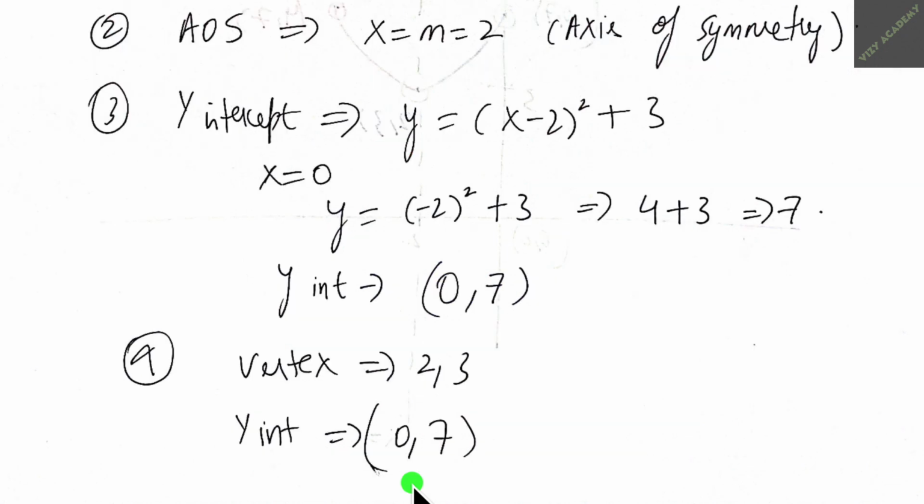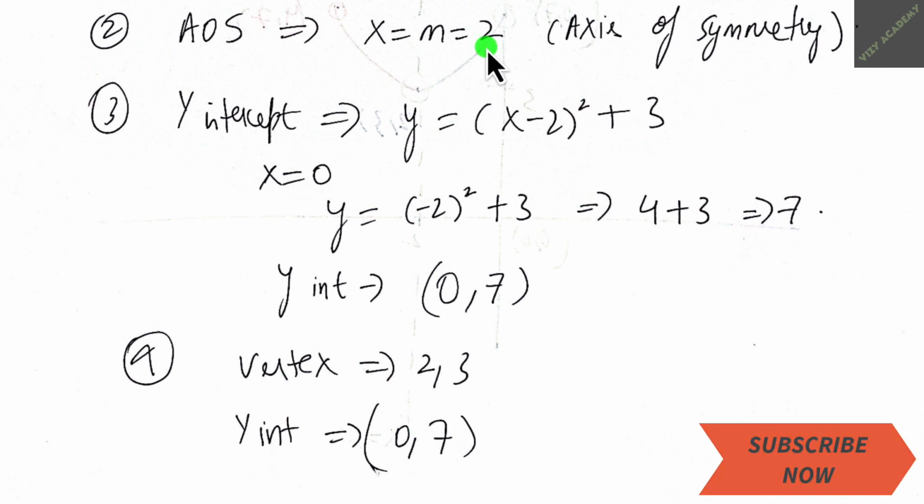Next step is to find the axis of symmetry. That's the line that divides the graph into two equal parts. So x = m = 2 is the axis of symmetry. Always the x coordinate of the vertex will be the axis of symmetry.